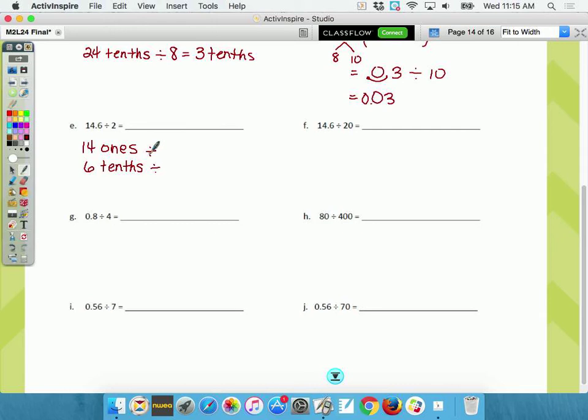And then we're going to divide them both by the same number. Go ahead and write this, because I want you to look at this a different way. So 14 divided by 2. 7. So 7 what? 7 ones. Okay. And 6/10 divided by 2. 3/10. So 7.3. Okay?